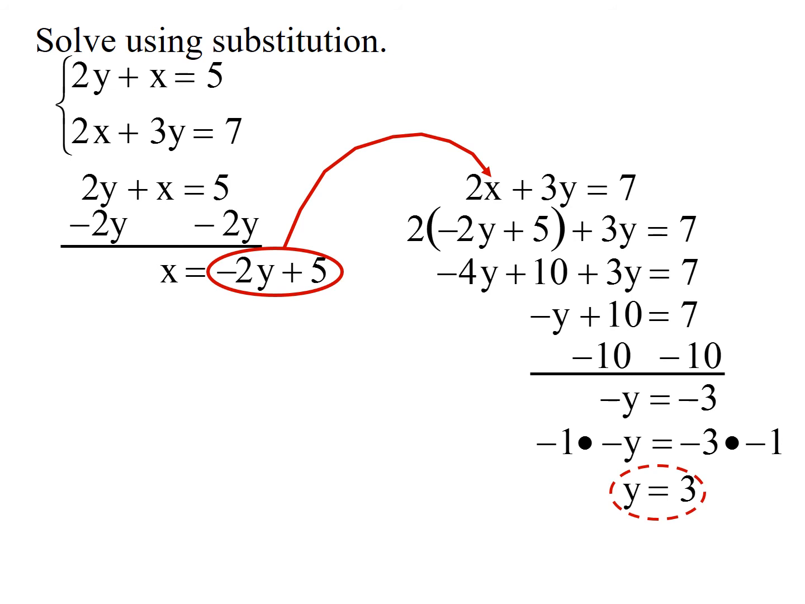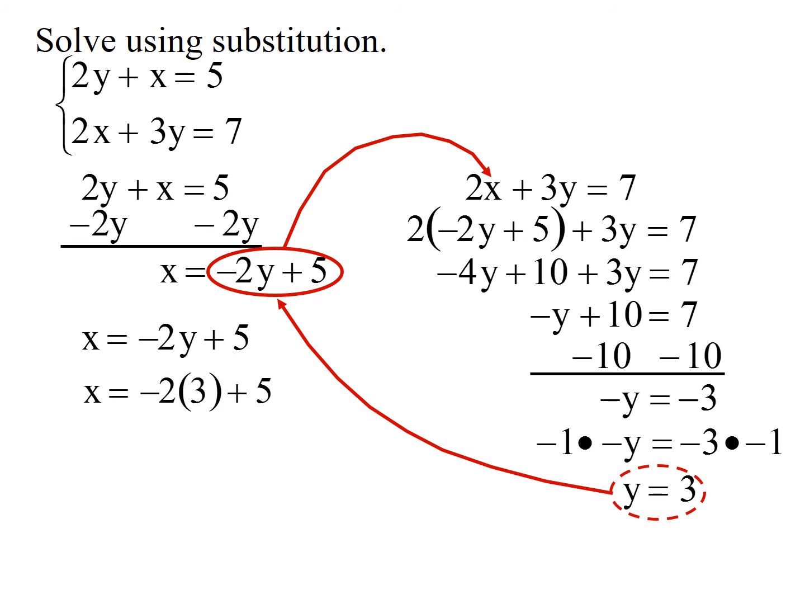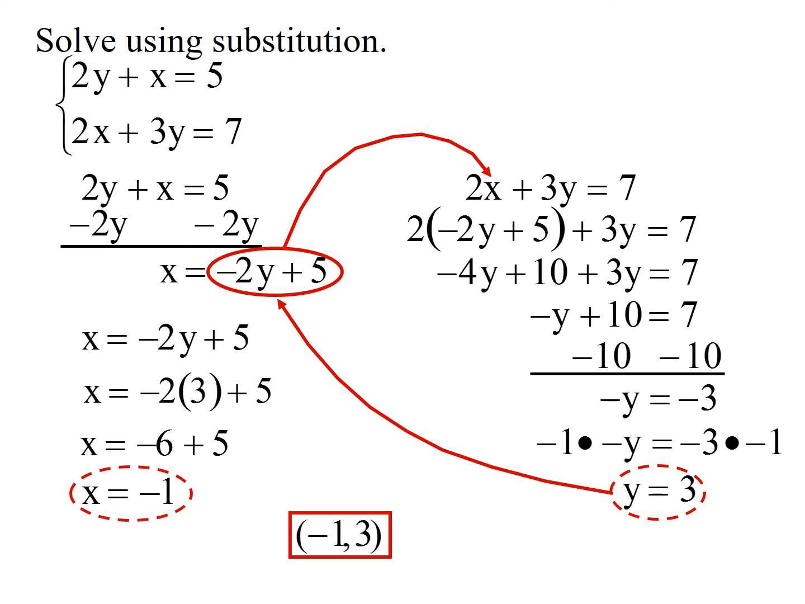Now, just like we did in the other examples, we're going to take our answer and plug it back into our first equation. X is equal to negative 2 times y plus 5. So x is equal to negative 2 times 3 plus 5. And then you can just evaluate that and get your answer. Put them all together, and the answer to this system is negative 1, comma 3.